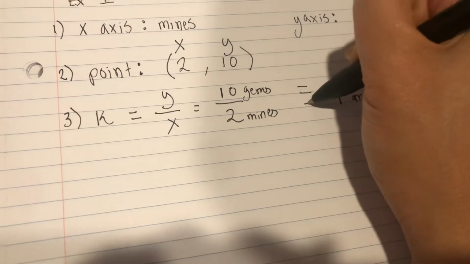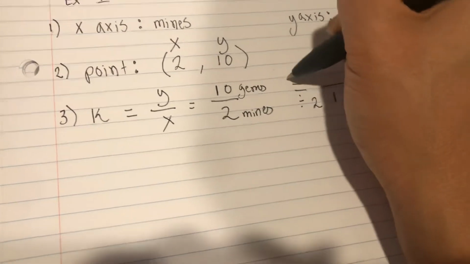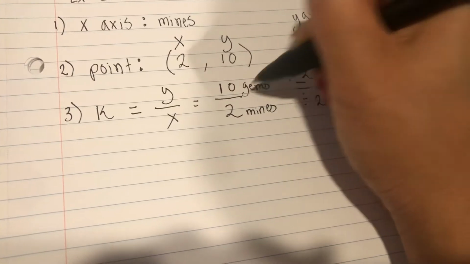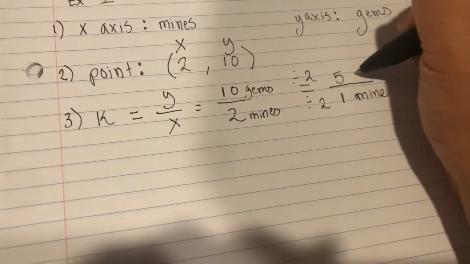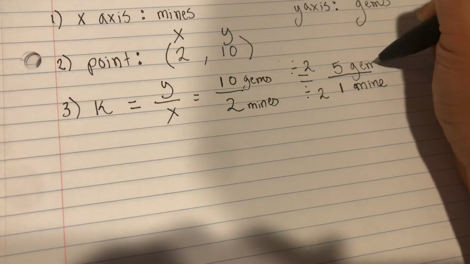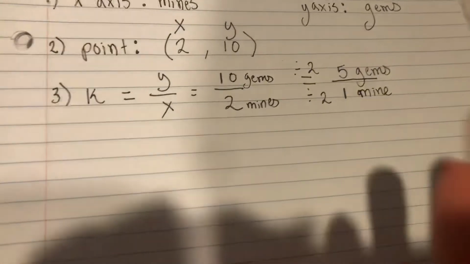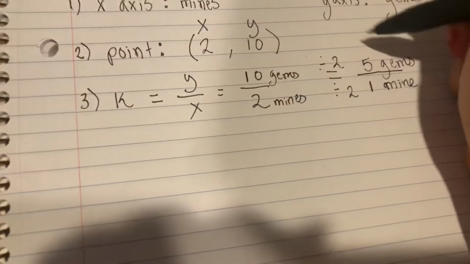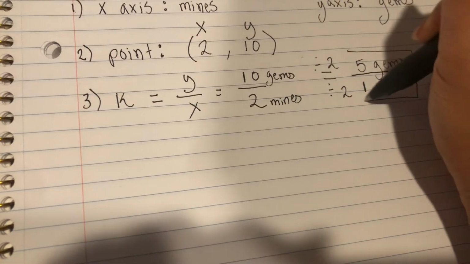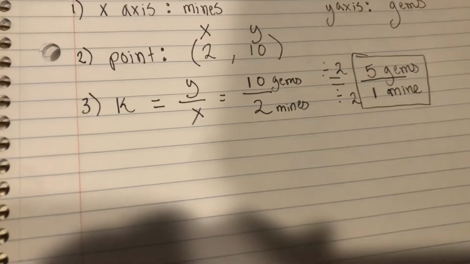And this is kind of what we've been doing with our ratios. We could just divide, right? We divide 10 divided by 2. That means it's 5 gems for every 1 mine. So we found the unit rate because it's when x is 1, or my constant, or in its most simplest form.